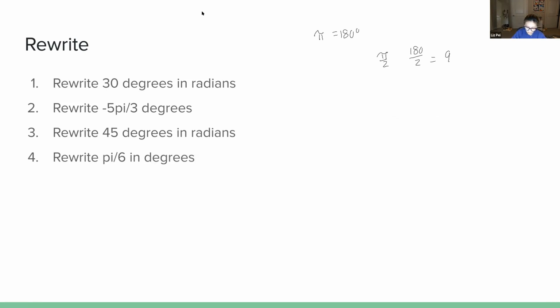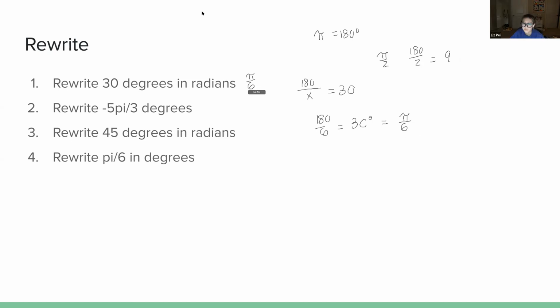And then over here, if you want to write 30 degrees in radians, since these are small numbers, the easy way to do it is to think 180 over what equals 30. I think you guys know 180 over 6 equals 30 degrees, which is also pi over 6.